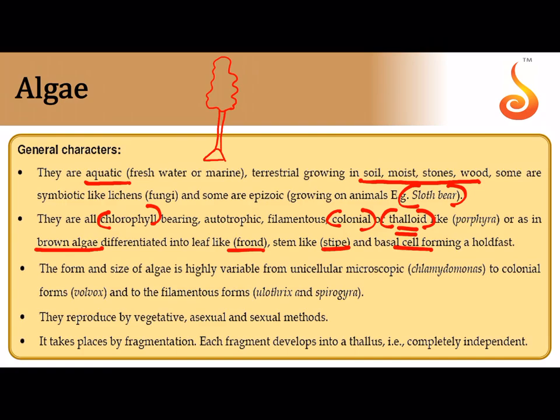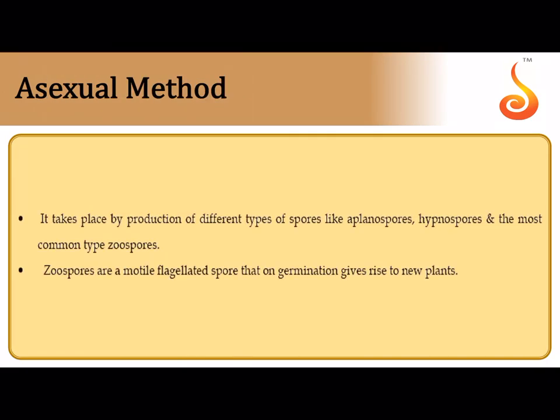Okay, they may be unicellular and microscopic, they may be colonial and motile like in Volvox, or they may be filamentous, unbranched in the case of Ulothrix and Spirogyra. They reproduce by both asexual and sexual methods, and fragmentation, as you know, the thallus breaks into fragments and each one grows rapidly into the adult organism. It takes place by the spores that are produced.